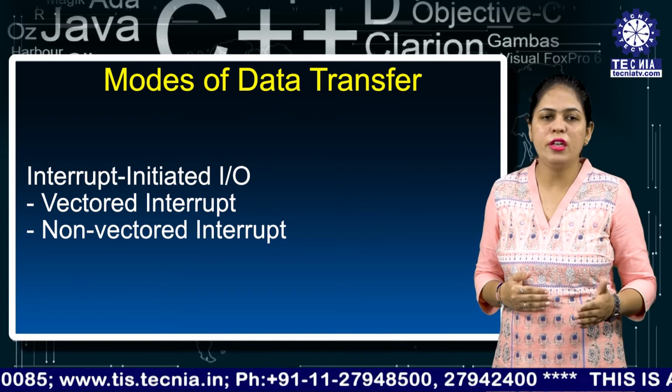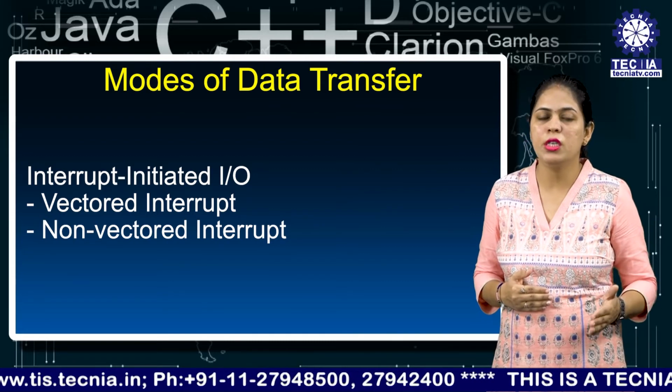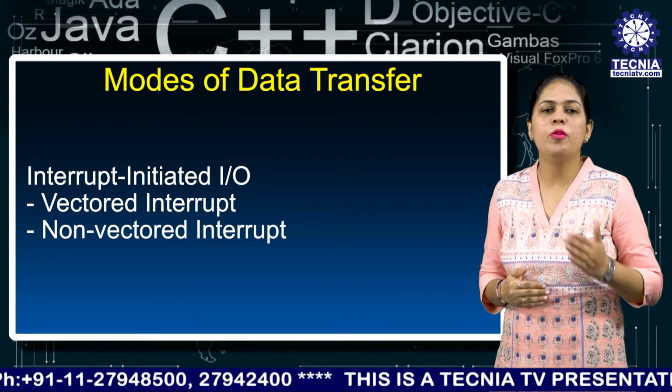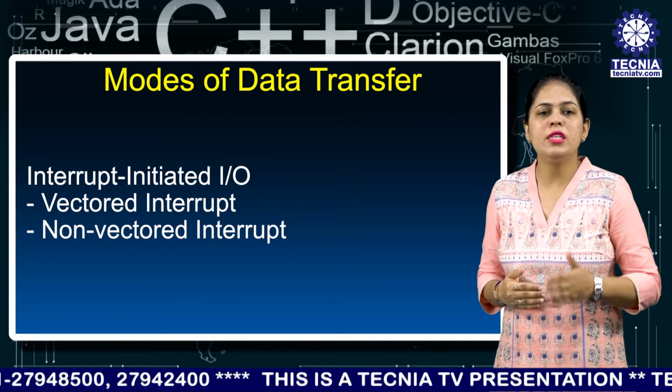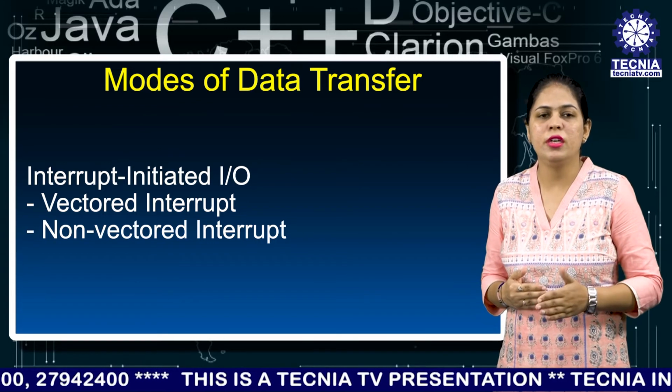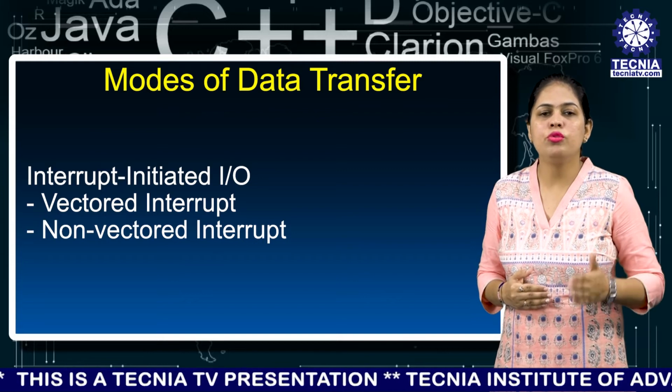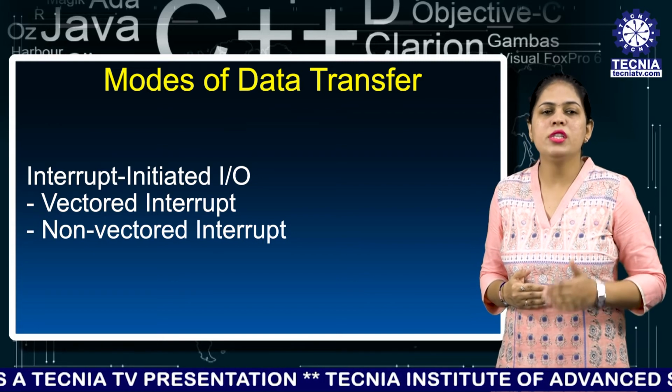First is vectored interrupt and second is non-vectored interrupt. In vectored interrupt, the source that interrupts the CPU provides the branch information. This information is called the interrupt vector. In non-vectored interrupt, the branch address is assigned to a fixed address in the memory.